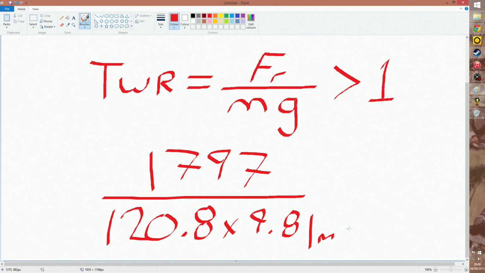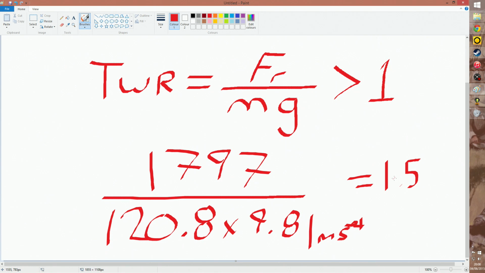Times 9.81 meters per second. Oh, meters per second squared, it doesn't matter about that bit anyway. It's just 9.81, that's all you're multiplying it by. So 1797 over 120.8 times 9.81 equals 1. Yeah, it's got a lot of decimal places, but it equals 1.5. It's pretty much 1.5.